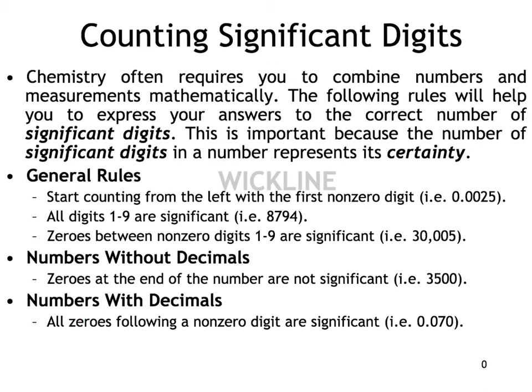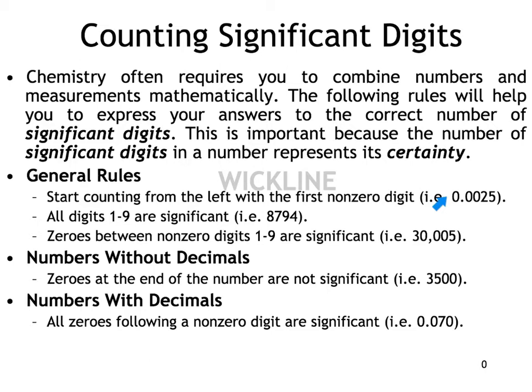So let's start. Take a look at this number. Ignore that it has a decimal for now. We'll come back to that. But here's a general rule. A general rule is that when we're counting the number of digits in a number that are significant, you start counting from the left with the first non-zero digit. So I'm going to start counting from this side of the number. That, of course, is the left-hand side of the number. So over here is where I'm going to start counting.